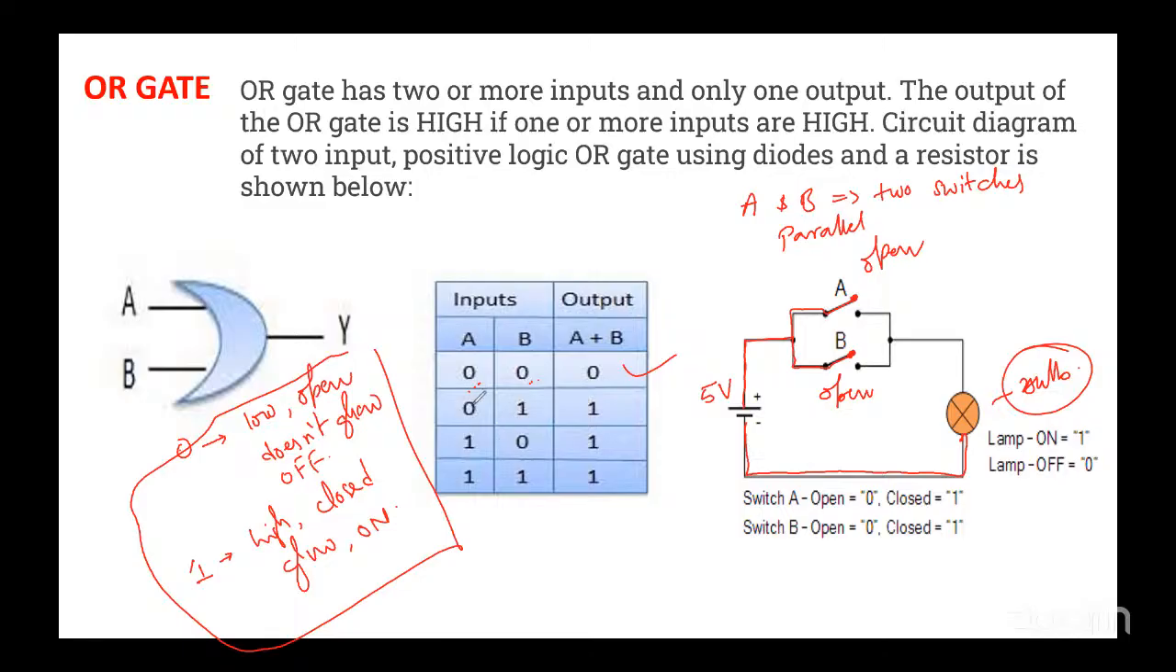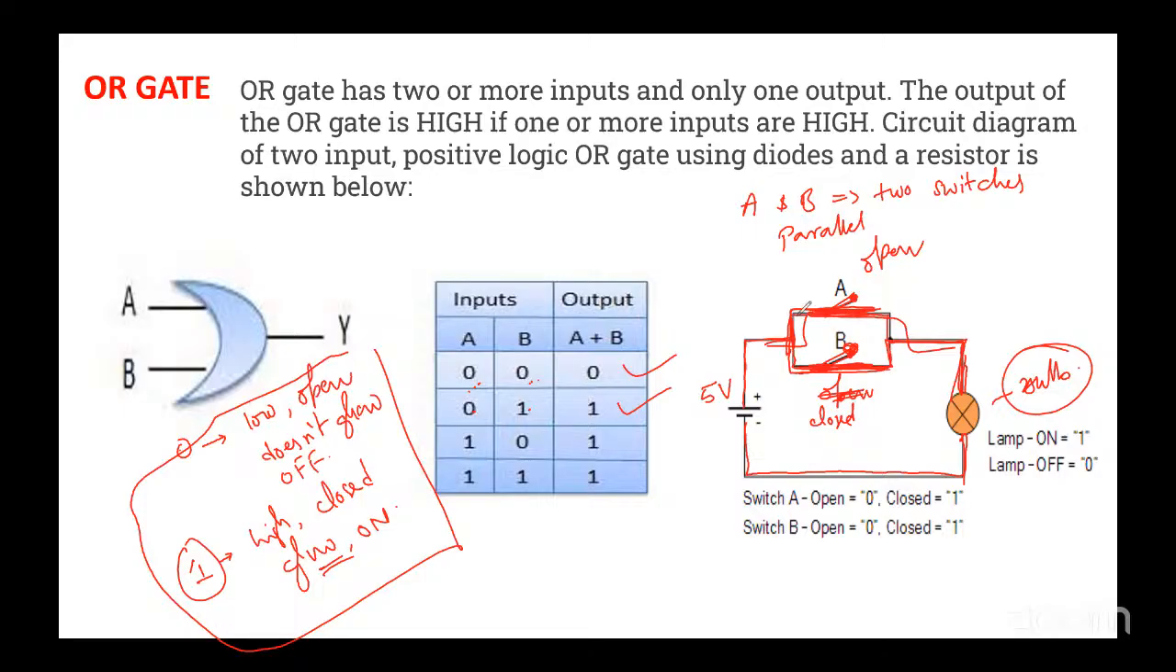Next, A open, B closed. A open means the power may not go through there, but there is a way for the power to reach the bulb through B. So in this case, the bulb will glow. Glow means 1. Is it clear? And the other condition is A closed, B open. In this condition, the bulb will also glow.